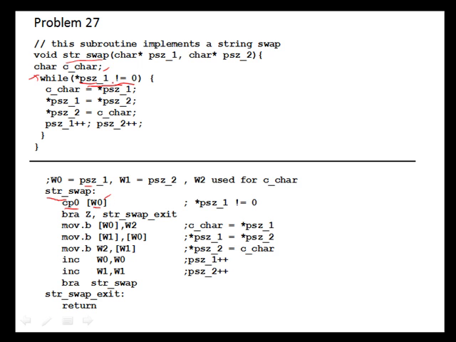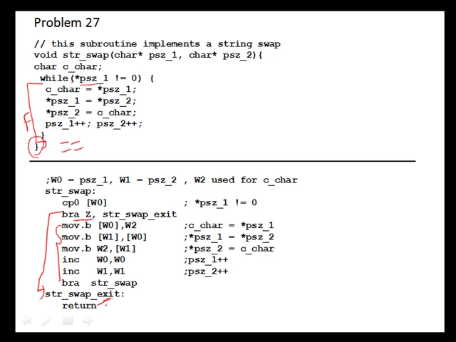Now we need to implement this branch. Recall that we need the false branch here to skip this loop body if this test is not true. The false branch here is going to be the equal condition. So we'll do a branch on 0 to string swap exit and skip our loop body if our character is equal to 0. So if we get here, we're at the end of the C function, so we need to do a return.